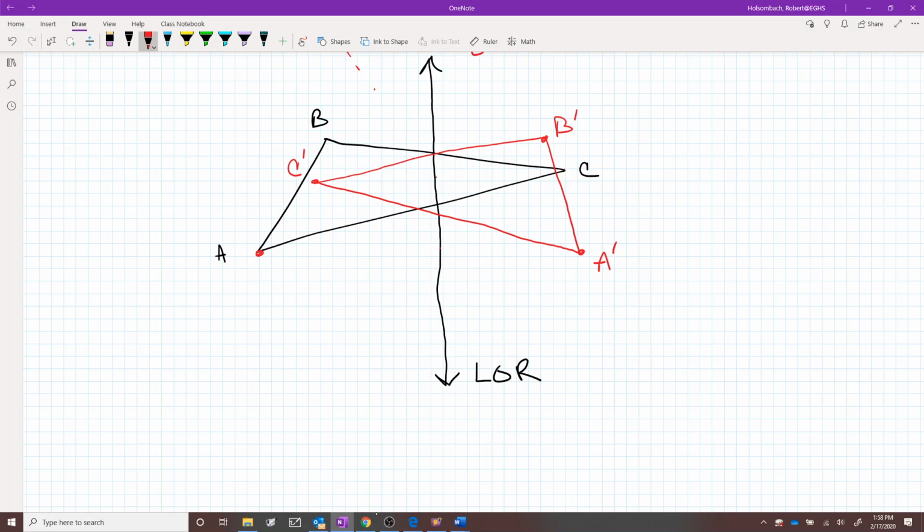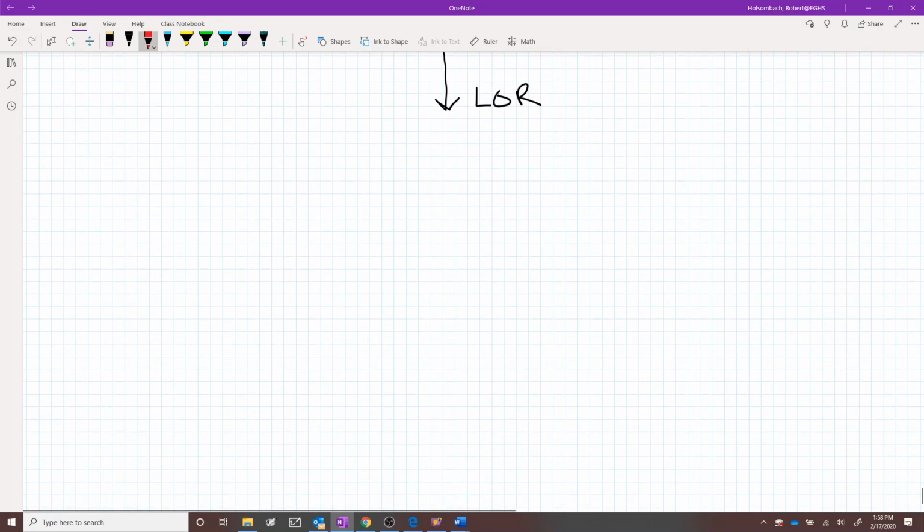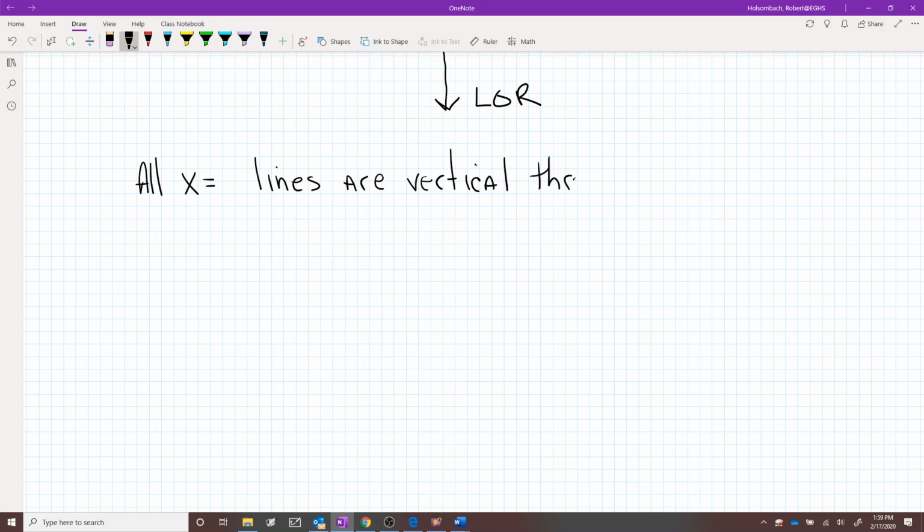So in the first part of your assignment today, you're going to be given the shape and the line of reflection. Second part of your assignment, you're going to be given the shape on a coordinate plane, and you're going to be told that the line of reflection is, and you're going to be given an equation. So let's get this written down. That all x equals lines are vertical through the value of x in the equation.